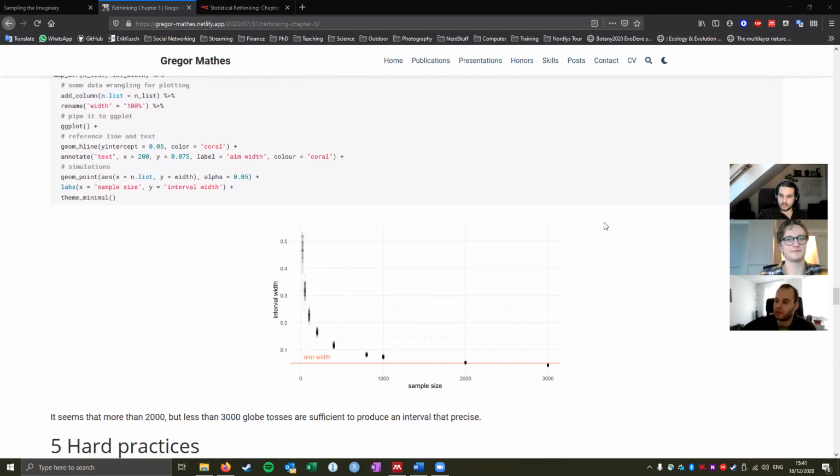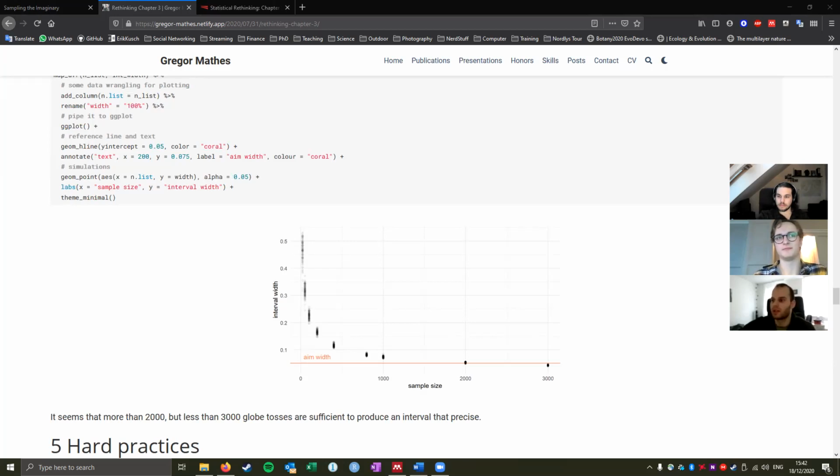We wanted to have an interval width of 0.05, which is highlighted here in red. And we can see that for low sample sizes, we get quite a wide range of possible interval widths, so a lot of variability, just as assumed. But for these low sample sizes, we just can't get a certain enough estimate. So we just don't know. There's too much uncertainty for these low sample sizes.